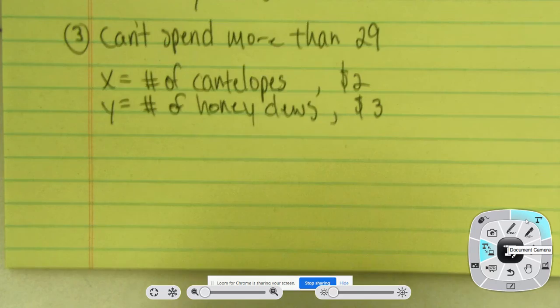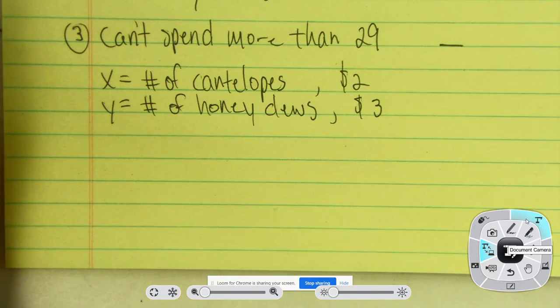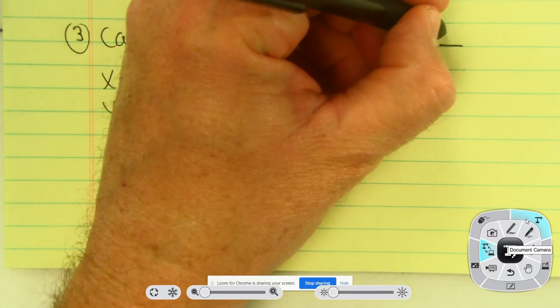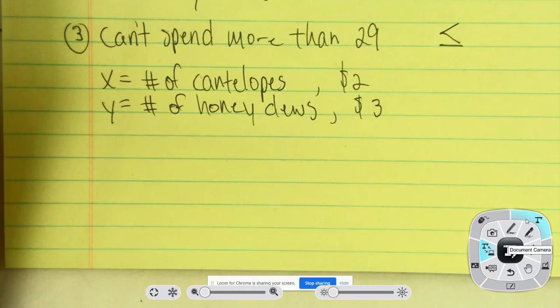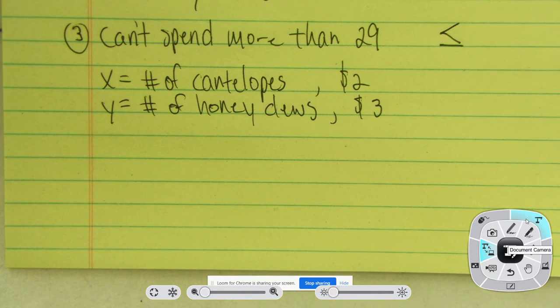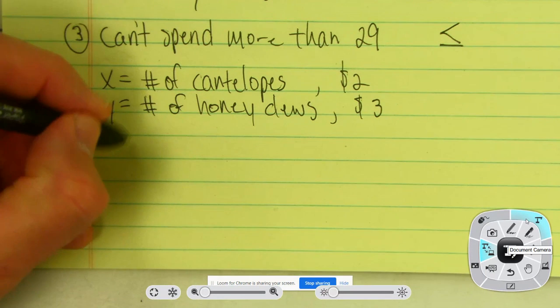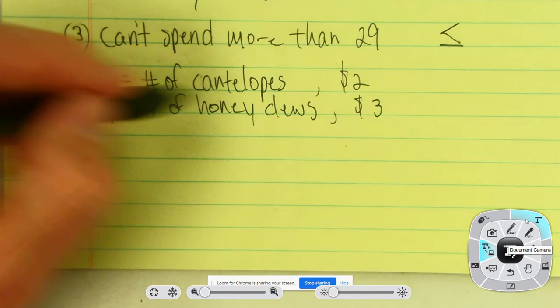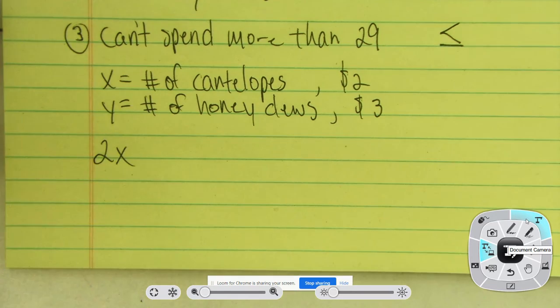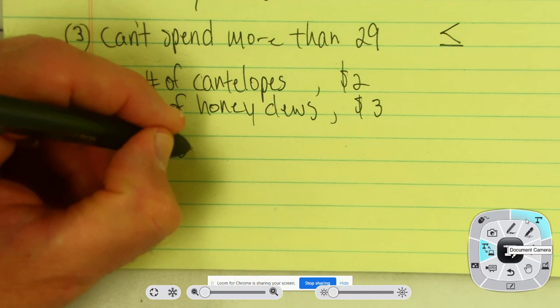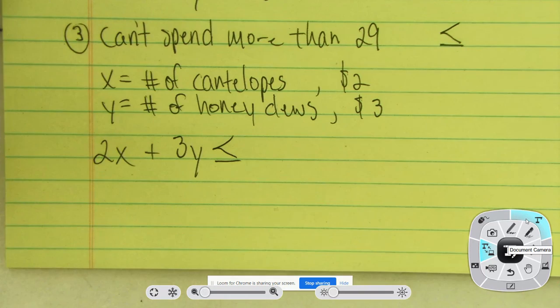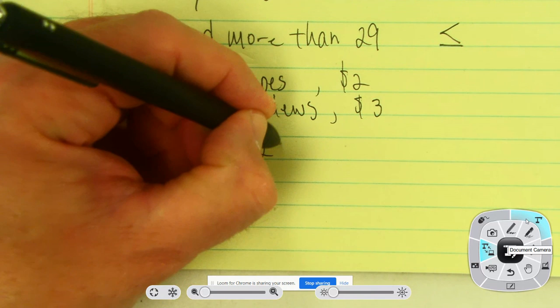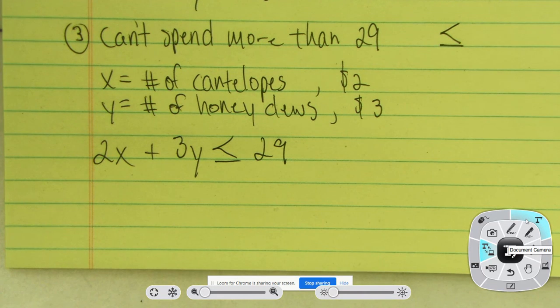So if I can't spend more than $29, I could spend $29, or I could spend 28 or 27, so I could spend less than, but I can't spend 30 because I don't have that much money. So when I go to write this and model this inequality, I'm going to model it by saying, well, $2 times the number of cantaloupes, so that's 2x plus 3y is less than or equal to, and I can't spend more than $29. So just taking the information I've gotten there, I've been able to write an inequality.